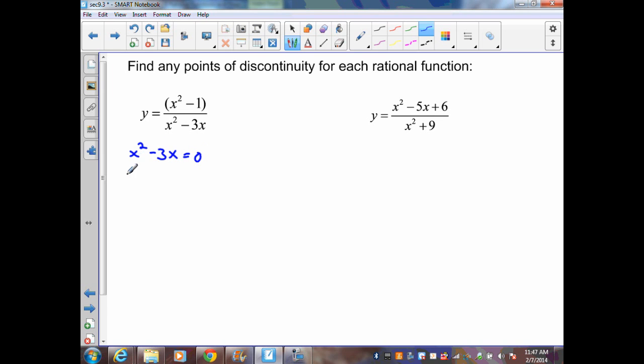Here, I notice that I need to factor, so I'm going to factor out an x. That leaves me x minus 3 equals 0. Set each to 0: x equals 0, and x minus 3 equals 0. Therefore, I have points of discontinuity at x equals 0 and x equals 3. At these locations, I would have vertical asymptotes. To go a step further, even though it didn't ask me, I can find my horizontal asymptotes. So these are my vertical asymptotes.